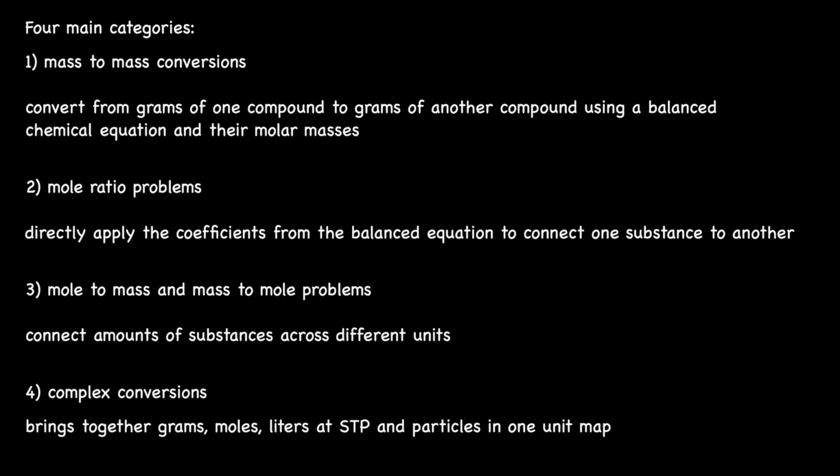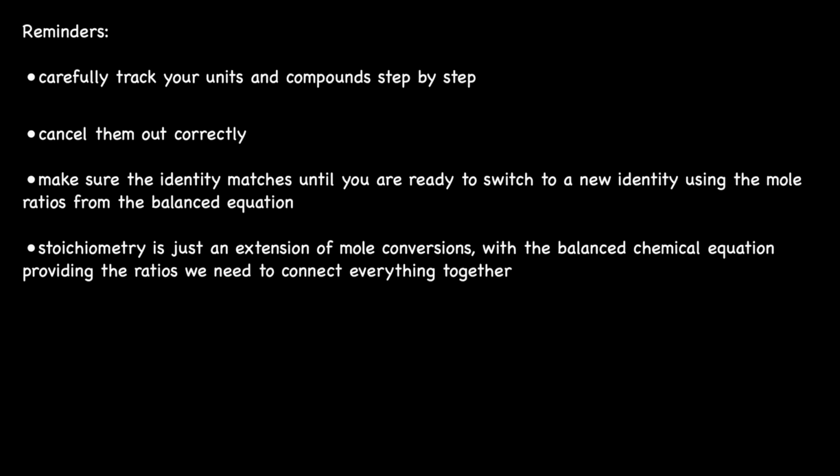Finally, we will work through complex conversions that bring together grams, moles, liters at STP, and particles all in one unit map. The key is to carefully track your units and compounds step by step, cancel them out correctly, and always make sure the identity matches until you are ready to switch to a new identity using the mole ratios from the balanced equation. By the end of these practice problems, you will see that stoichiometry is really just an extension of mole conversions, with the balanced chemical equation providing the ratios we need to connect everything together.